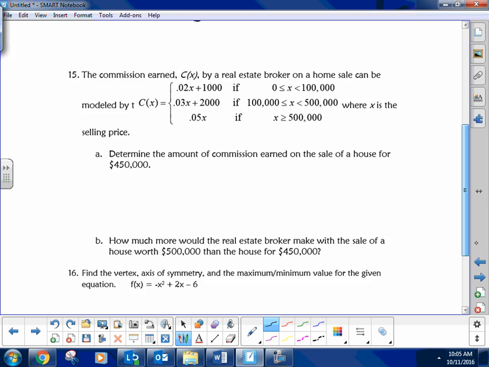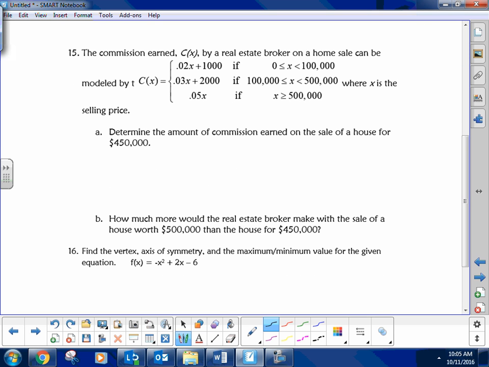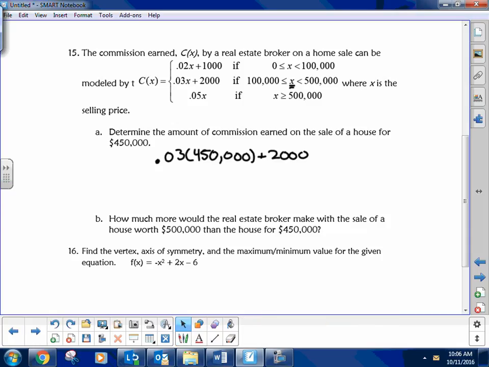Let's move on to this one and see what this is. Okay, the commission earned by a real estate broker on a home sale can be modeled by this. So let's talk about the commission amount for a house. $450,000 fits right in here. So we have that, then we're going to use this equation, 0.03 times 450,000 plus 2,000. And let's bring out a calculator. So let's see what it is.